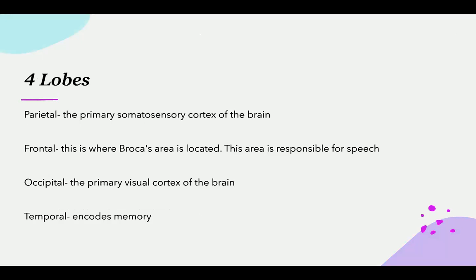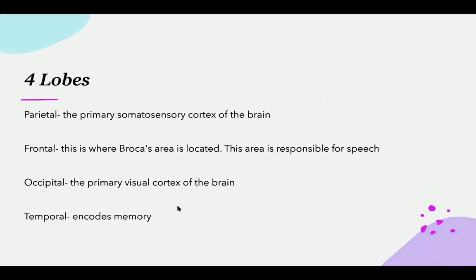The parietal lobe, which is in the middle of the occipital and the frontal lobe here, is the somatosensory cortex of the brain. The frontal lobe is where Broca's area is located. This area is responsible for speech, that is, communication as far as understanding and repeating it.